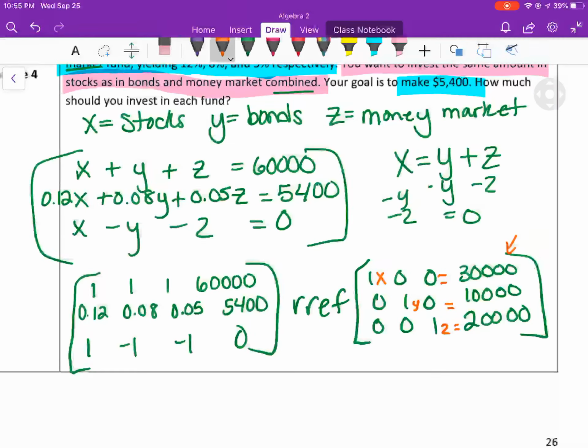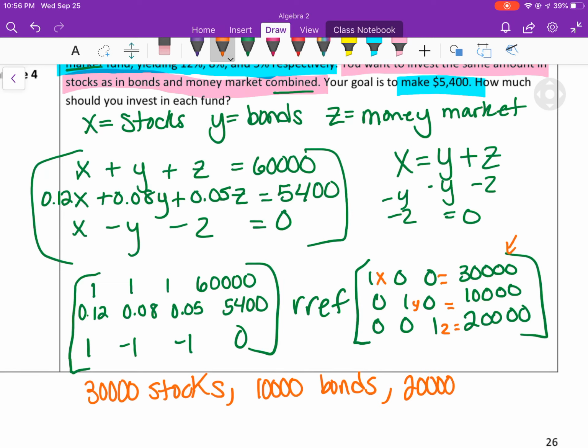So that means that I want to put $30,000 into my stocks. I'm going to put $10,000 into bonds. And then I'm going to put $20,000 into the money market account, which is basically a savings account, which earns interest based on the market of the day value. So money market bonds are like savings bonds. Your grandma might have bought you some when you were young. And then stocks are like buying stocks in Apple, and you earn money based on how the stock is doing.